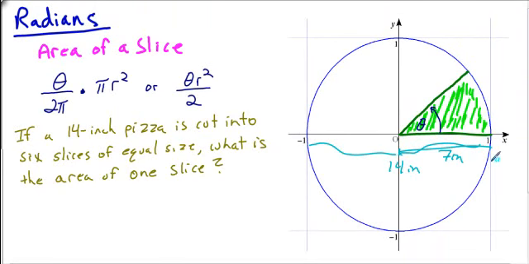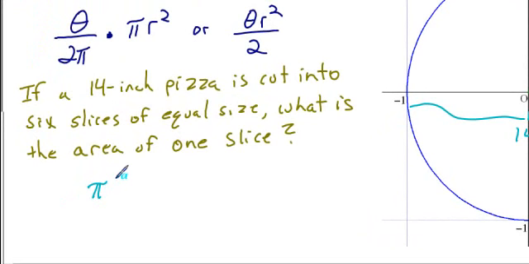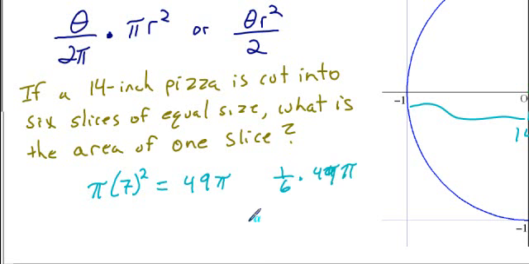So if I have a 7-inch radius, then pi r squared is going to be pi times 7 squared, or 49 pi. So the area of the entire pizza is 49 pi. And it says 6 equally sliced pieces. Well, that's essentially 1/6 of the entire pizza. So all I have to do is 1/6 times 49 pi, which comes out to 49 pi over 6, and that is the area of a slice.